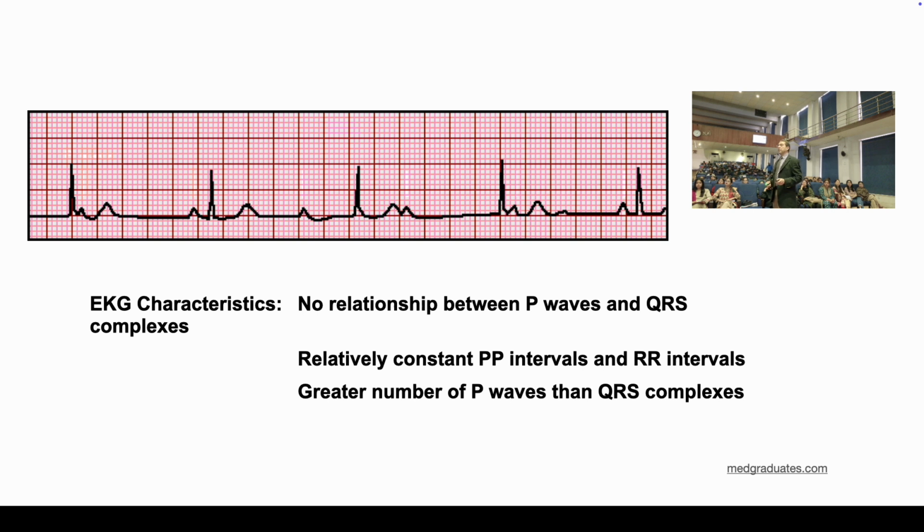No relationship between P waves and QRS. Relatively constant PP interval and RR intervals, greater number of P waves than QRS complexes. So this is third degree heart block.